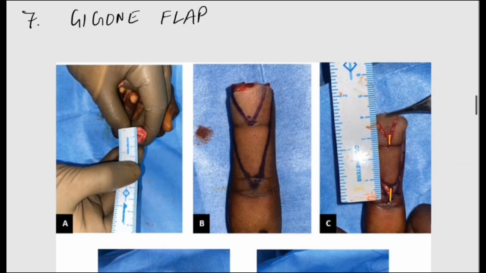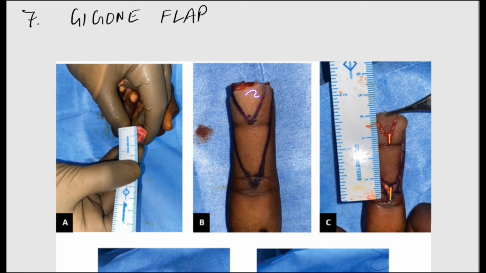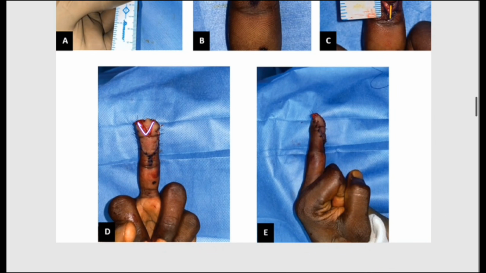Now coming to the Gigone flap. In Gigone flap, we design two or more simultaneous V flaps and do advancement, and we get two or more V-Y advancements, as you can see here.